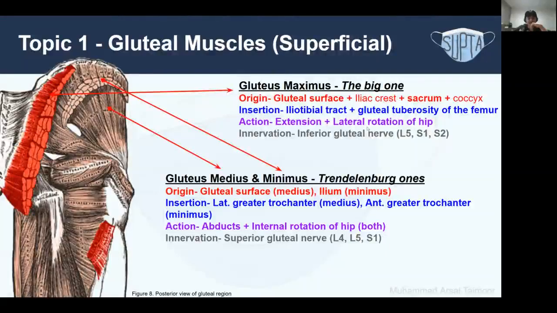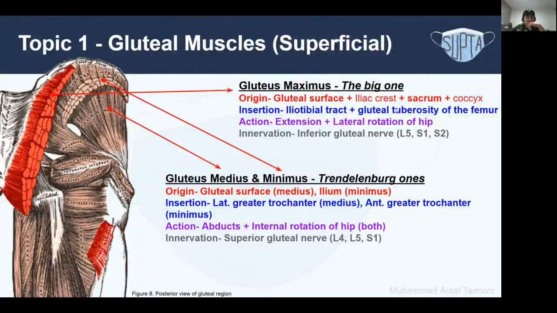So the gluteus maximus, the biggest muscle, right? You can see how big that is. Originates from that gluteal surface. So remember, we talked about the external surface of the ilium and also the iliac crest, because you can see it originates close to that superior border of the ilium, and that's the crest. And then the sacrum.